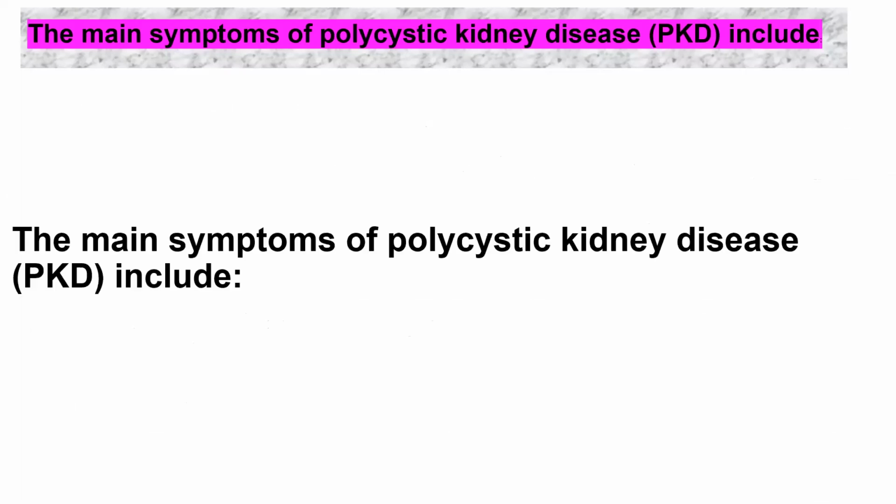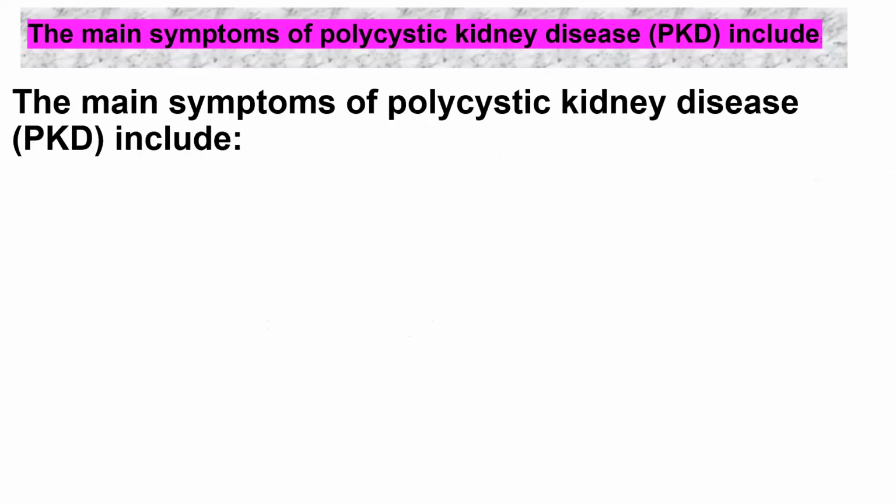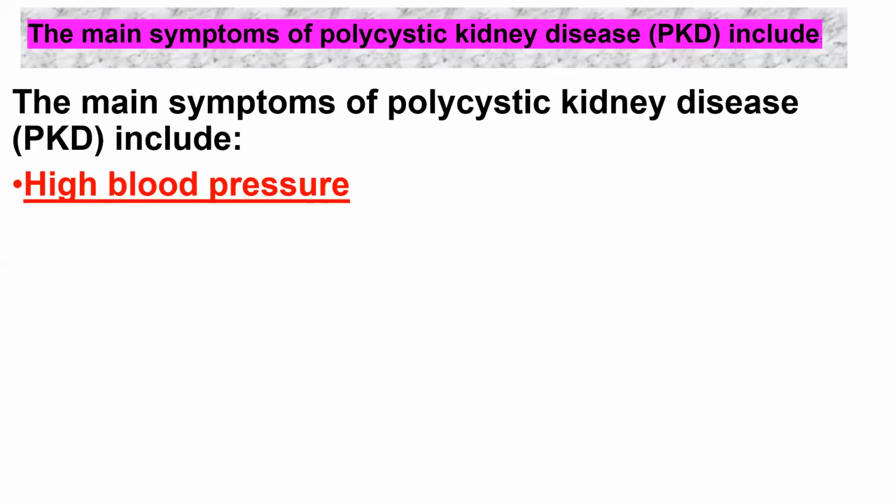Now we will be discussing the main symptoms of polycystic kidney disease. We have discussed three, right? One was polycystic kidney disease, another was unilateral, and one was bilateral. For all these three congenital diseases of the kidney, we will be discussing the symptoms one by one. As I have given the first point as polycystic kidney disease, firstly we will be discussing this. The main symptoms of polycystic kidney disease, that is PKD, include high blood pressure. If the person suffers from polycystic kidney disease, then he or she will have high blood pressure. So don't forget this, high BP.